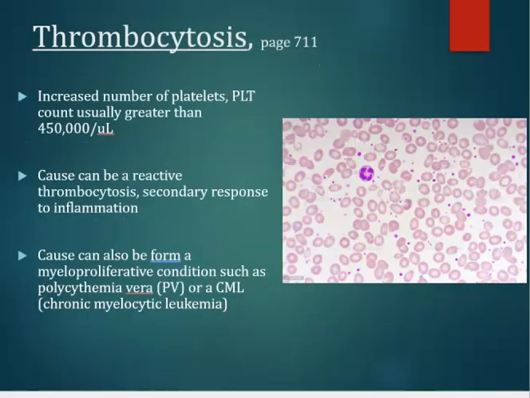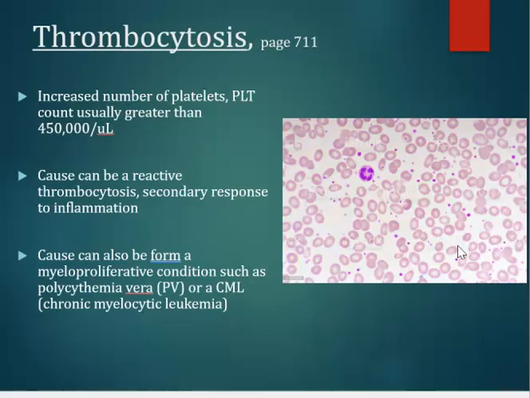The last disorder we're going to talk about in the quantitative category is thrombocytosis. It's an increase in platelets. The platelet count is usually greater than 450,000 platelets per microliter. And this is usually from a secondary response to inflammation, and it causes a reactive thrombocytosis. Thrombocytosis can also be caused by a myeloproliferative condition such as polycythemia vera, or PV, or chronic myelocytic leukemia, or CML.